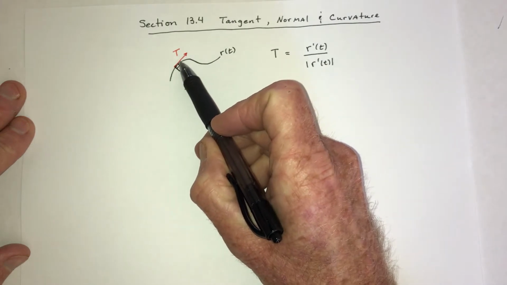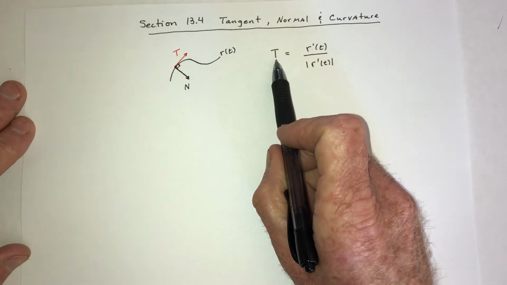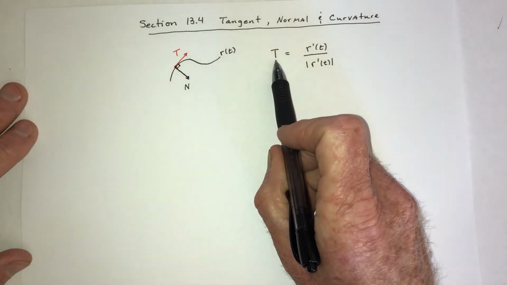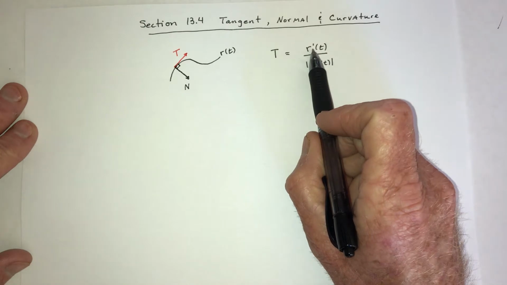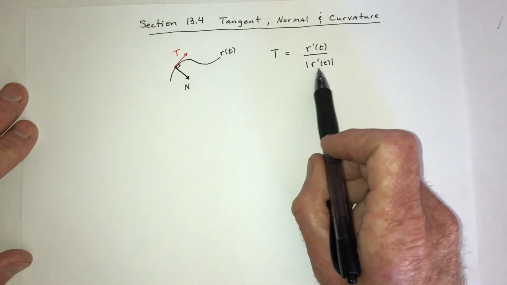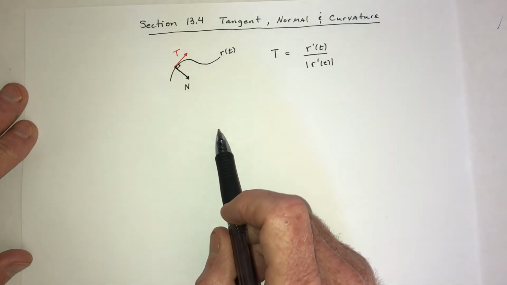And we want this to be a length of 1. So the unit tangent vector, thus symbolized by this capital T, will be the derivative. So that makes it the tangent. But we want it to be a length of 1. So then divide by the length of the derivative. That shrinks it down to be a length of 1.